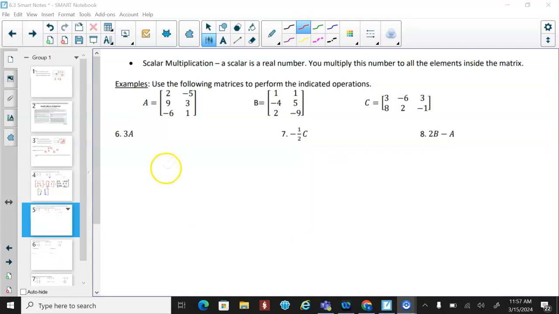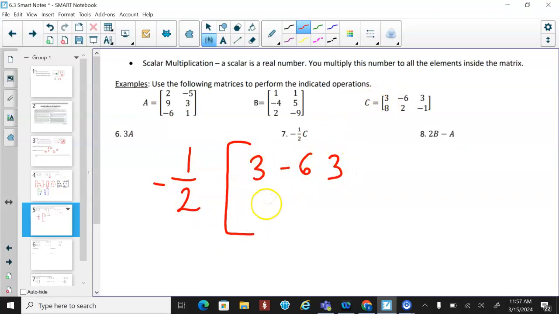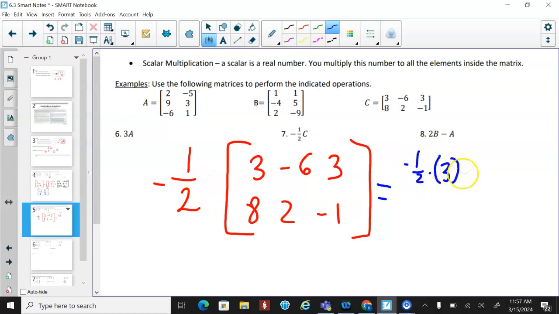Now here you have a fraction for number 7. It is negative 1/2. And again, you are multiplying it by a matrix C. So you got 3, negative 6, 3, 8, 2, negative 1. Okay? So again, you're distributing it to every single one of them. So you are multiplying negative 1/2 times 3. Okay? Negative 1/2 times negative 6. And negative 1/2 times 3 again. Okay?